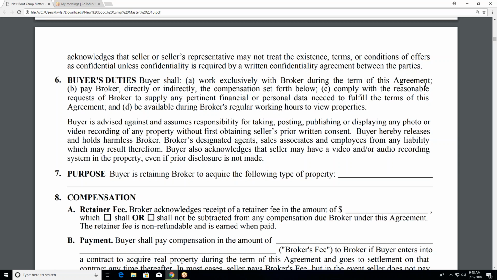Okay? Then the listing broker and the selling broker share the 6% commission customarily. Okay. Now, the listing broker, when they do their listing agreement with the seller, it's detailed out in there what that is. Is that me popping? Okay. You're electrified.